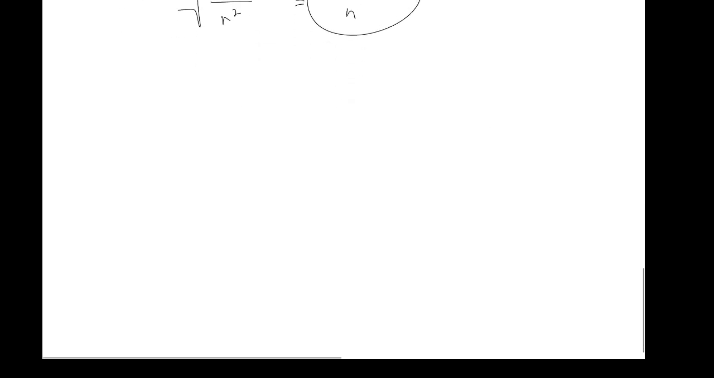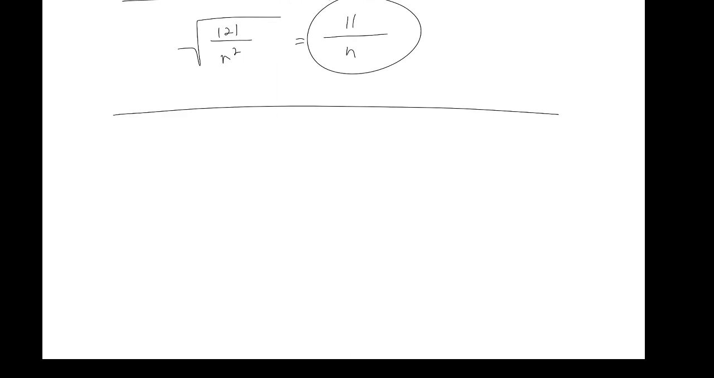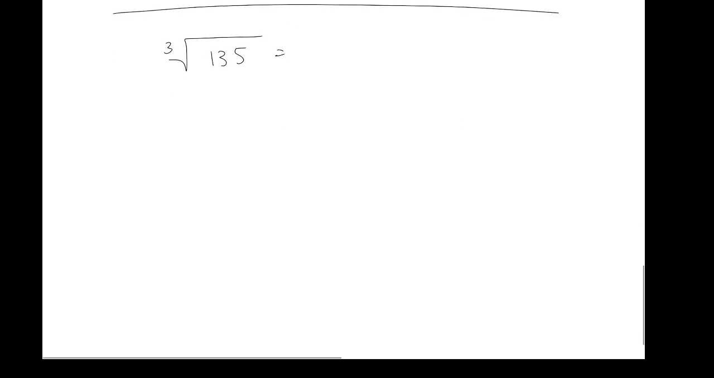Let's do this with some cube roots. Let's take the cube root of 135. Well, we have to think about factors of 135 that are cubic numbers. 135 is divisible by 5, which means we have 5 times 27. 27 right here, this guy's cubic. 3 to the third power is 27.